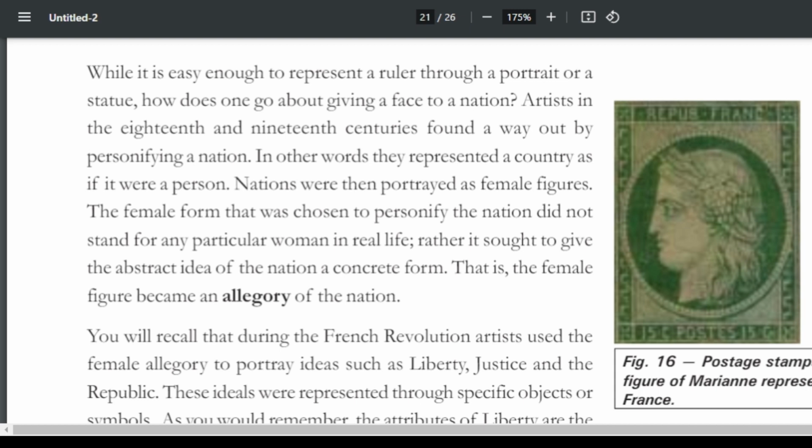Nations were then portrayed as female figures. A female form that was chosen to personify the nation did not stand for any particular woman in real life. Rather, it sought to give the abstract idea of the nation a concrete form. That is, the female figure became an allegory of the nation.